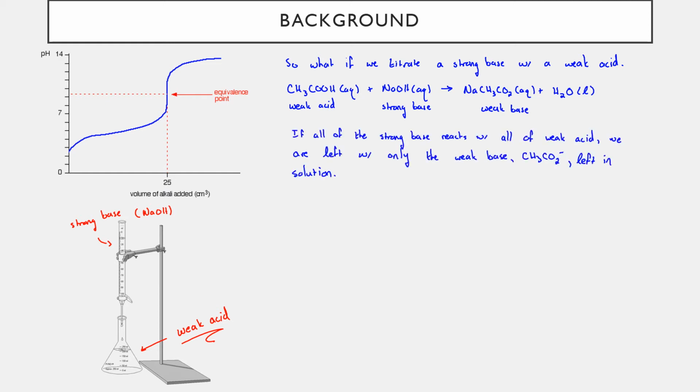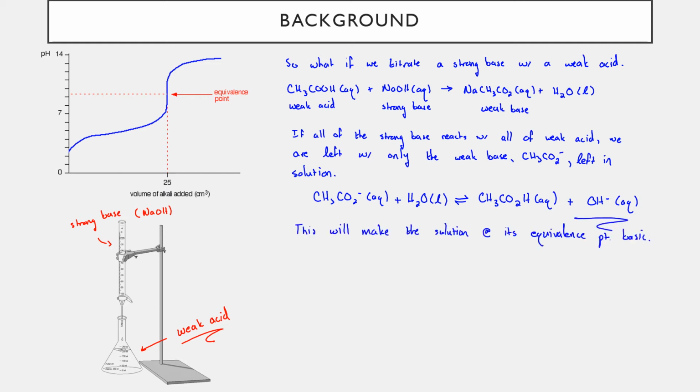If all the strong base then reacts with the weak acid, we're left with that acetate ion, as I mentioned earlier. That leaves us just with acetate plus water, reacting to form some amount of acetic acid and hydroxide. So yielding hydroxide ions, it's going to give us a basic solution at the equivalence point.